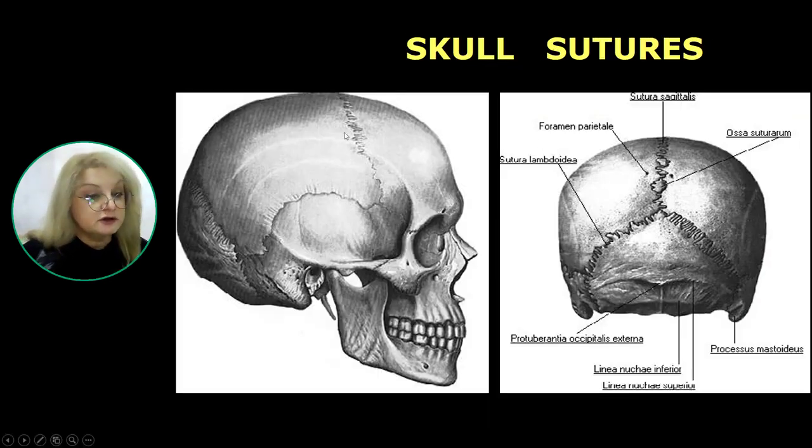Skull bones are connected to each other by sutures. This is a connective tissue articulation, and sutures are quite different. They have specific names. The sagittally oriented one is called sutura sagittalis in Latin.